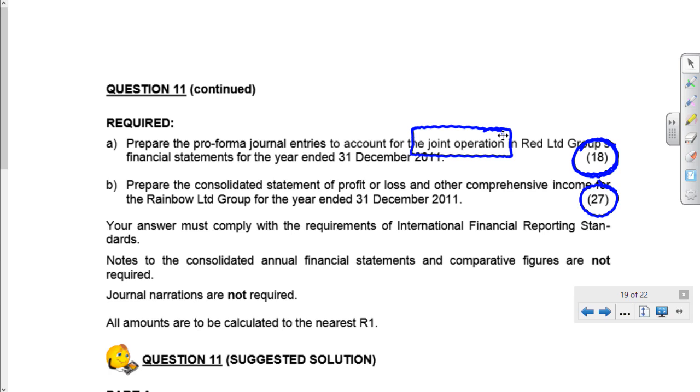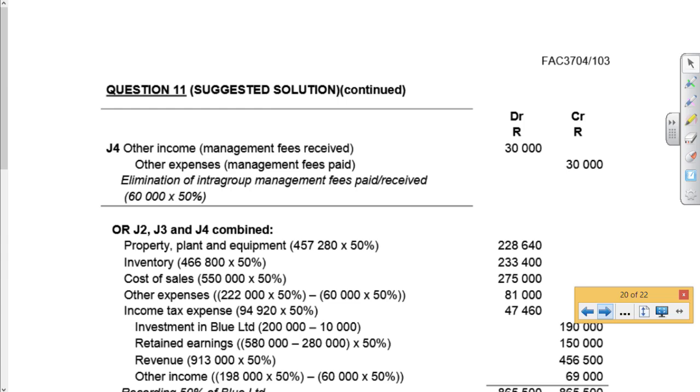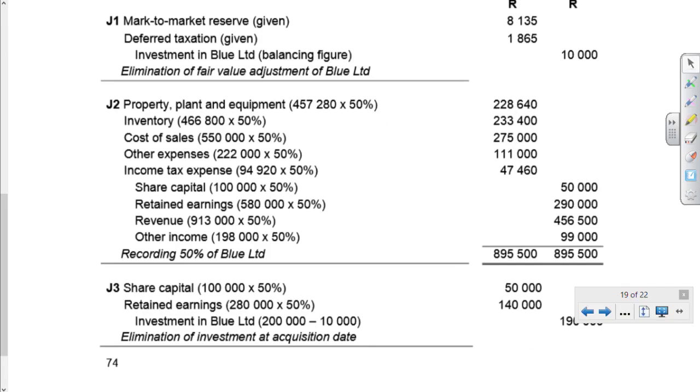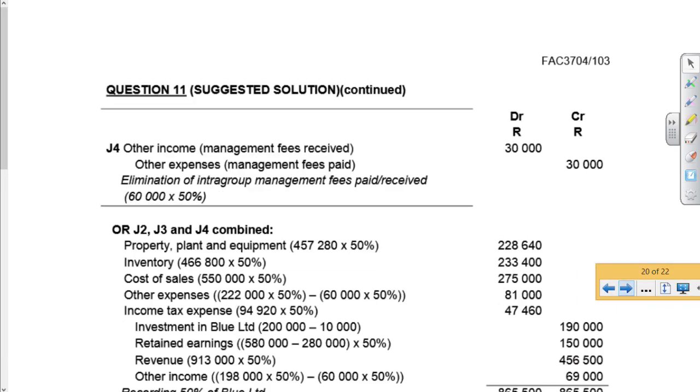Let's just look at those journals quickly. It starts here. For 18 marks, look. We reversed the mark to market. There obviously was a mark to market. It's always the first entry: reverse mark to market. Then there's the entry just to bring in the trial balance as it stands. Then there's the basic elimination entry, in this case not even any goodwill or anything. Reverse share capital, retained earnings, reverse investment, no goodwill, nothing. And then there's an elimination of a management fee paid between the group, other income, other expenses, percentage only.